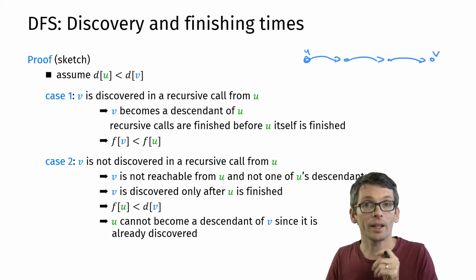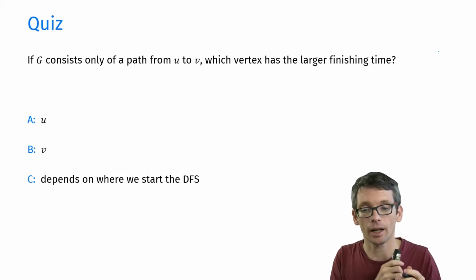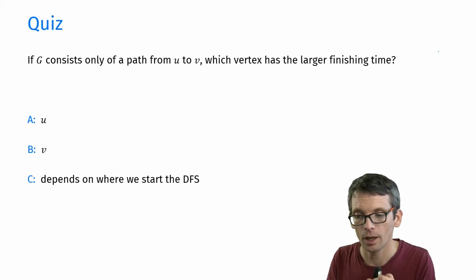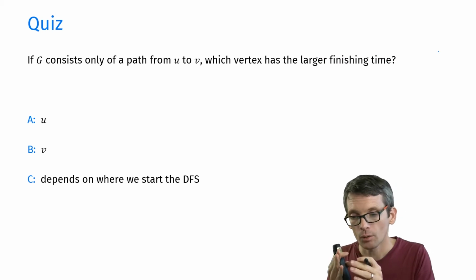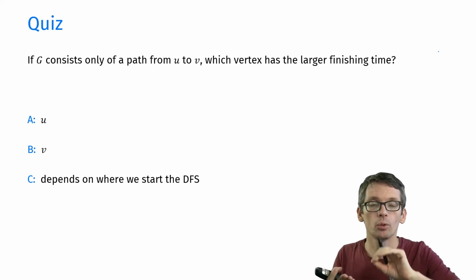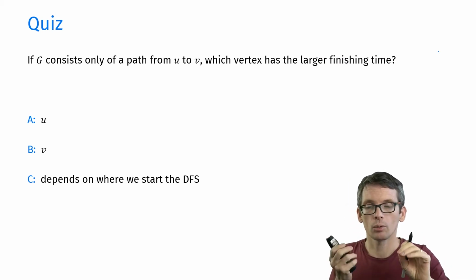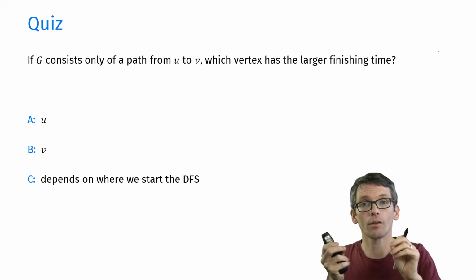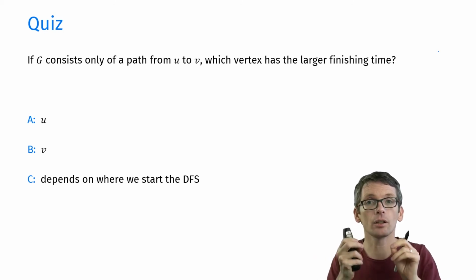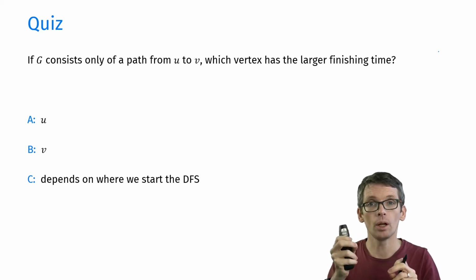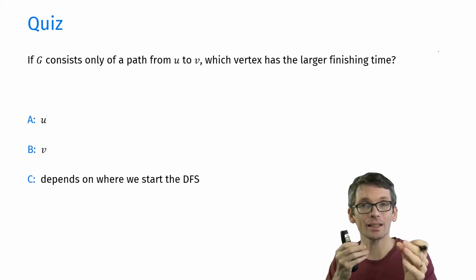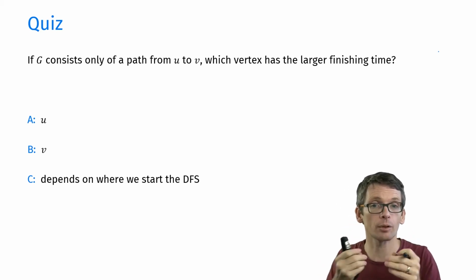So before we put this into use, let's have a quiz. And the quiz is the following. Assume I have a graph G, which is only a path from u to v. So which of the two vertices, u or v, has the larger finishing time? Is it u, is it v, or does it depend where I started my depth first search?